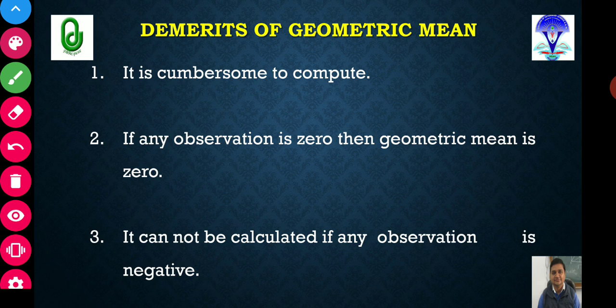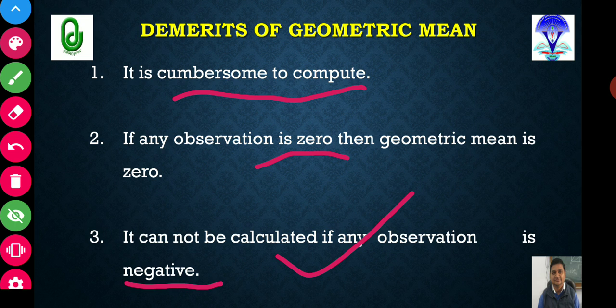Now, what are the demerits? It is cumbersome to compute because it has a formula, and it cannot be calculated by a layman. If any observation is 0, which is also a major problem, the geometric mean will be 0. Then again, if the observations have an odd number of negative values, it also cannot be calculated. This we have already seen.